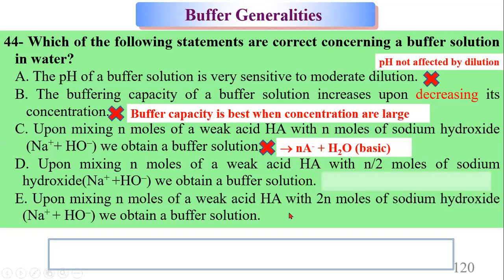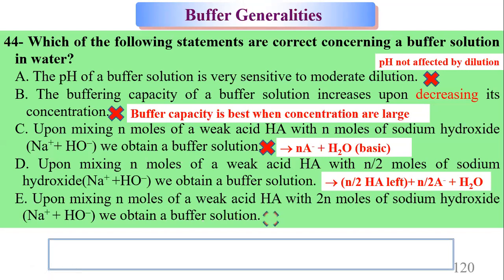Okay, let's look at part D. For part D, if I have n moles of a weak acid with half the amount, n divided by 2 moles of sodium hydroxide, well, now the sodium hydroxide is the limiting reactant, so there's less of it. So indeed, in my solution I'm going to have some leftover HA, which is n divided by 2, half of it. And I'm going to produce n divided by 2 A minus and as well water. So indeed, I do end up forming a good buffer with equal amounts of acid and its conjugate base. So D is actually a good choice.